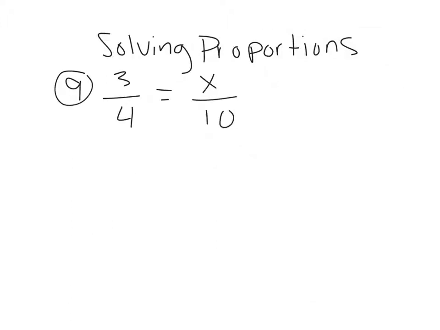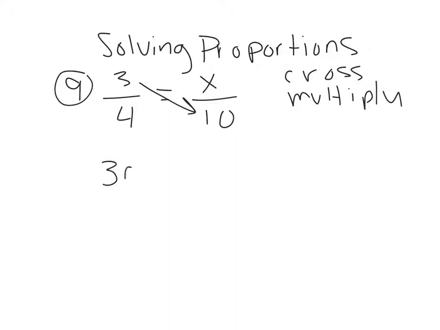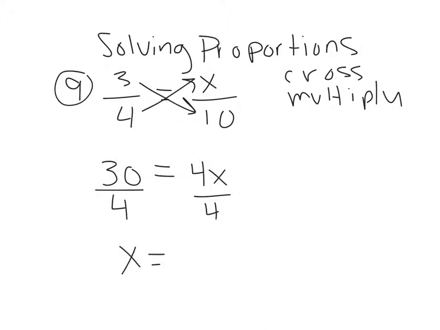Okay, and our last section of this video, we're going to be solving proportions. So when we solve proportions, we cross multiply. So we're going to multiply the 3 and the 10, that gives me 30, equals the 4 times the x, that gives me 4x. Divide by 4 on both sides. So 30 divided by 4 is going to give you a decimal, so you get 7.5.